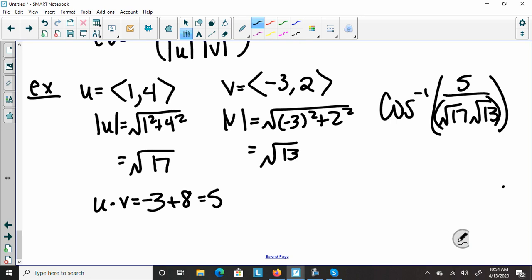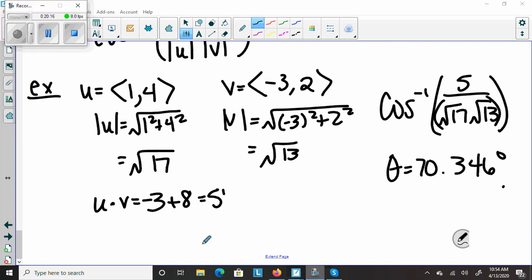So I'm going to go ahead and type that in. Inverse cosine 5 divided by the square root of 17 times, insert another parenthesis, times the square root of 13. And it gave me 70.346. So my theta is 70.346 degrees. Okay, so that's all for vectors today. If you have any questions, just let me know and I'll help you out.